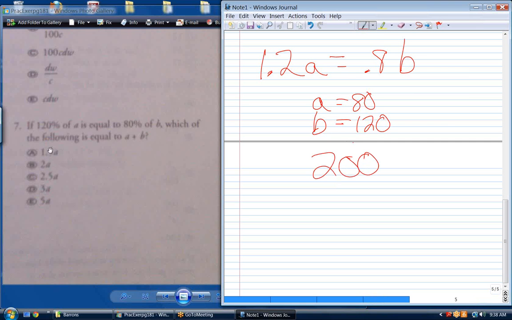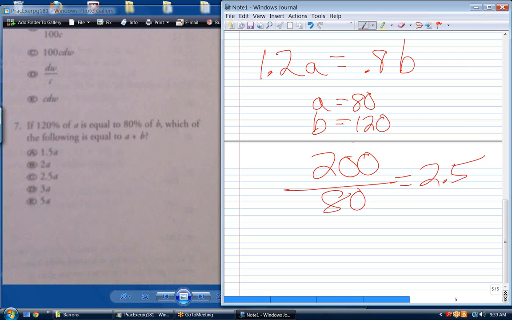Well, all the answers are some number times A, and we know that this times 80, if I let A equal 80, we have to find 200 over here, and that happens when A is equal to 80. The answer is C. In other words, if we divide this by 80, what A is, we get 2.5.